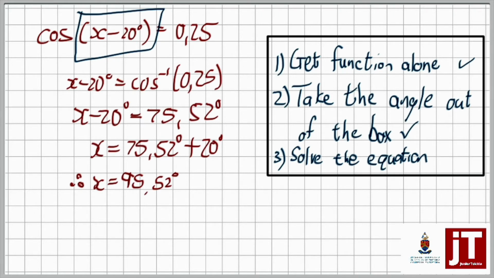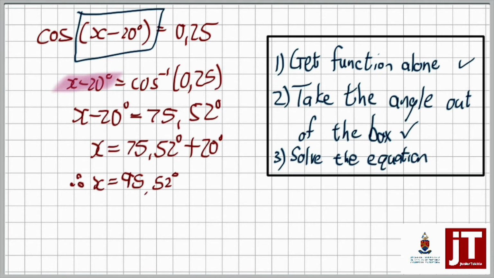Now, please, ladies and gents, remember what I said in the previous video with equations. The angle must be between 0 and 90. Now you might go and say, but sir, x is 95,52. Isn't that bigger than 90? Yes, it is. But remember, the angle is x minus 20. If I subtract 20 from that 95, it's 75,52, which is between 0 and 90.